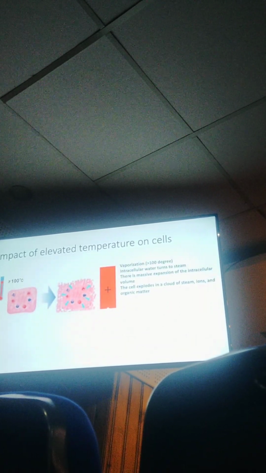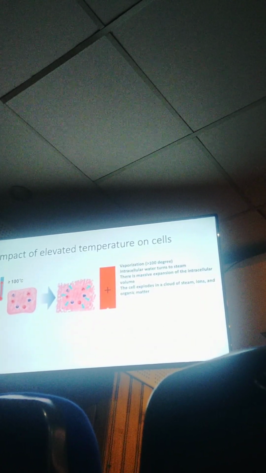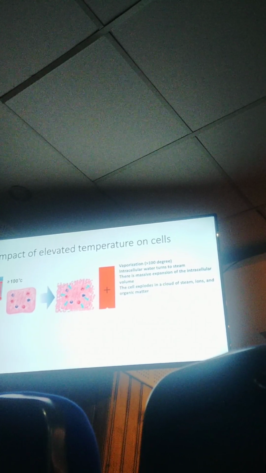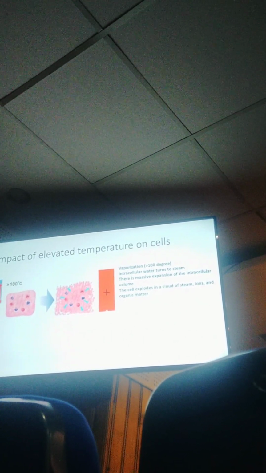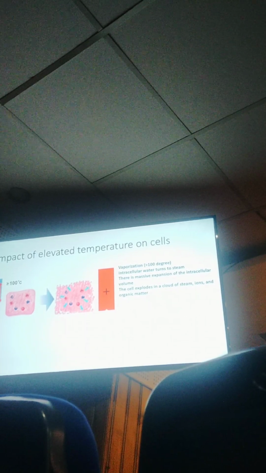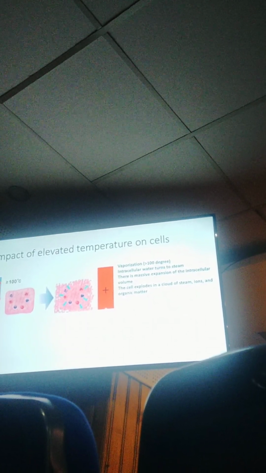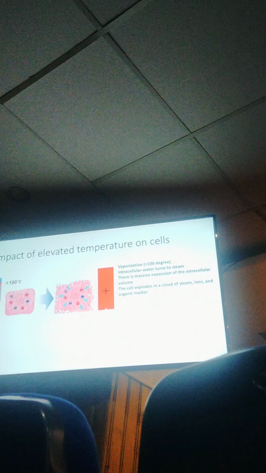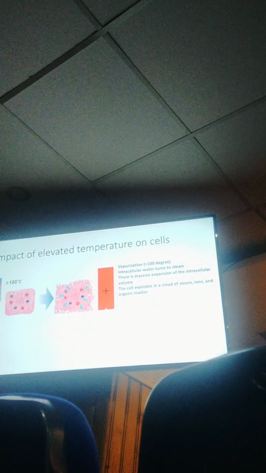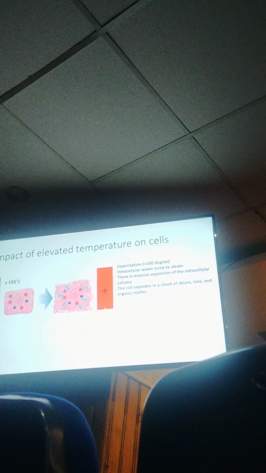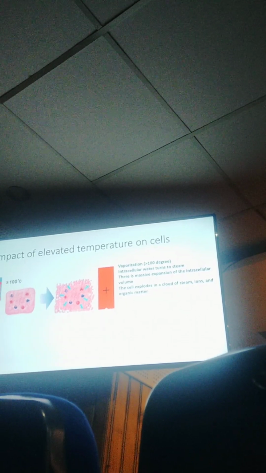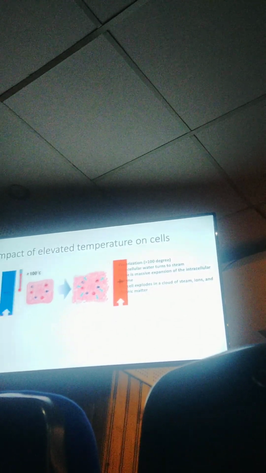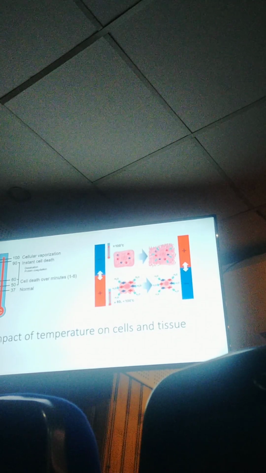And when the temperature reaches 100 degrees Celsius or more, 100 degrees is the boiling point of water, so the water within the cell will be vaporized. We also see the smoke coming through the tissue. The intercellular water turns into steam. There is a massive expansion of the intercellular volume, and the cell explodes in a cloud of steam, ions and organic matter.